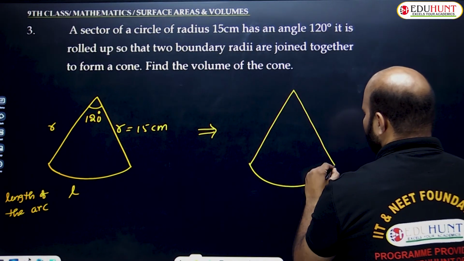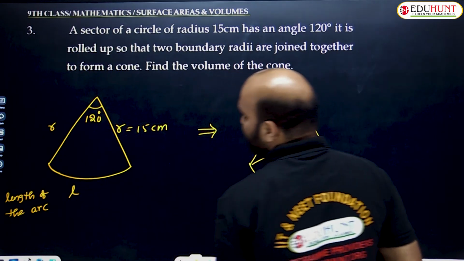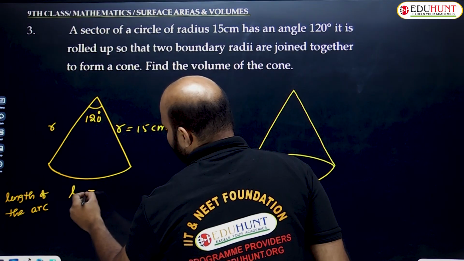Just like that. Am I clear? So clearly we need to understand. So here, first we need to find the length of the arc. So what is the length of the arc formula?